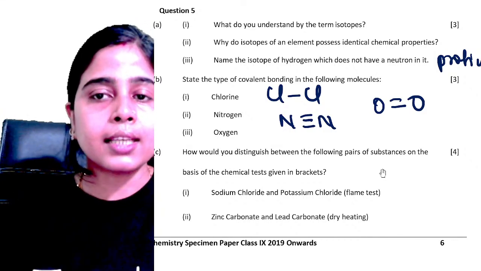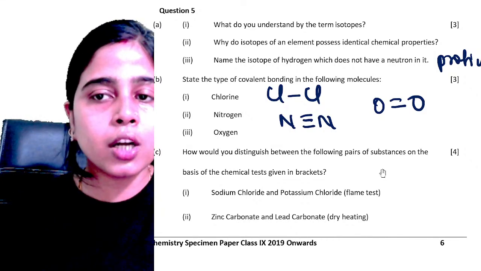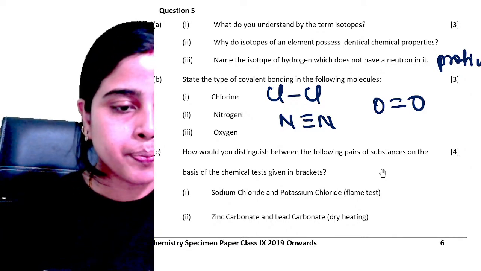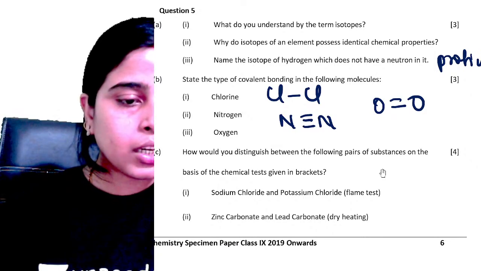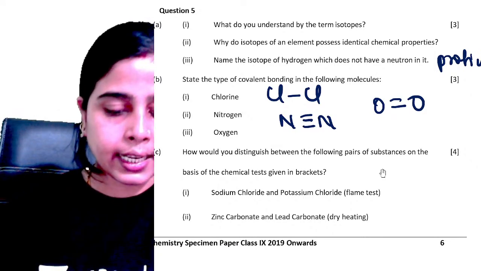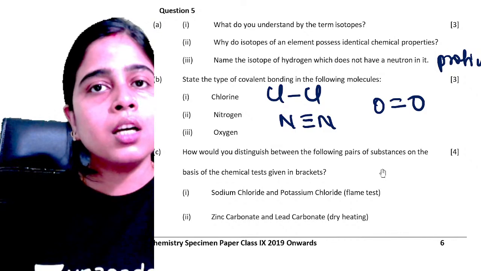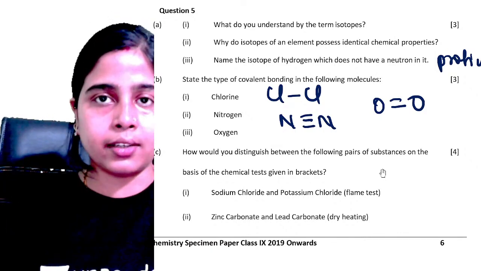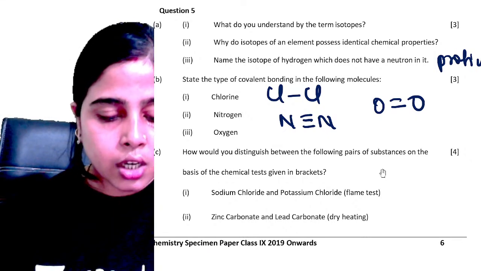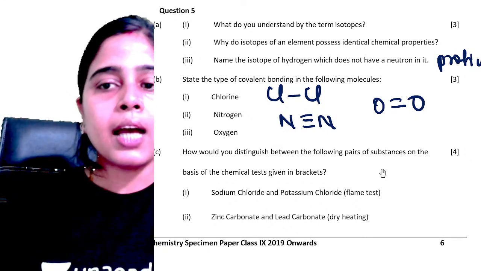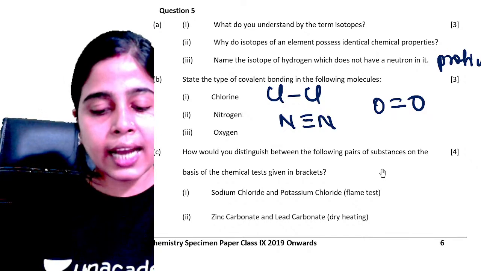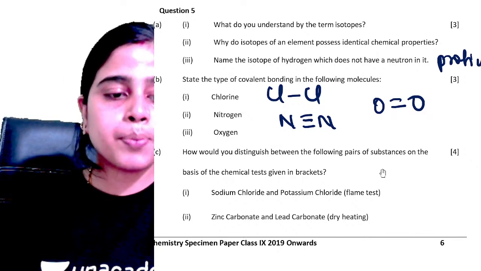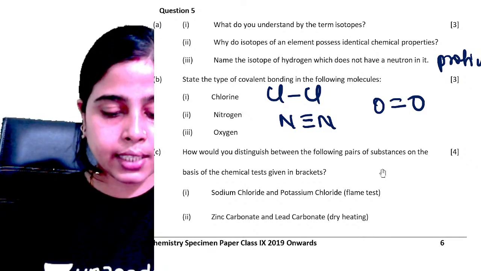Very good, Harsh. Yes, NaCl will give a yellow flame, golden yellow, while potassium chloride will be lilac. Lilac, or you can write it as violet also. Basically, lilac is nothing but violet color. So NaCl will give yellow flame and KCl will give lilac or violet flame. Yes, Piyush, I have taken it from the ICSE website only.